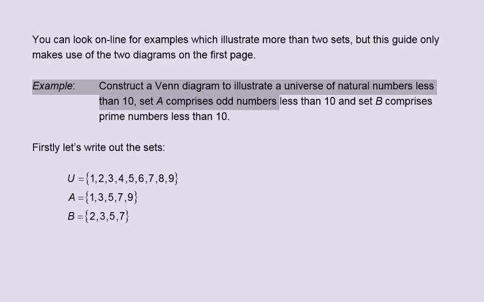Set A comprises odd numbers less than 10, and set B comprises prime numbers less than 10. Firstly, let's write out the sets. The universe is the set 1, 2, 3, 4, 5, 6, 7, 8, 9. Those are all the numbers less than 10. Set A is 1, 3, 5, 7, 9. Those are all the odd numbers less than 10. Set B is 2, 3, 5, 7. All the prime numbers less than 10.